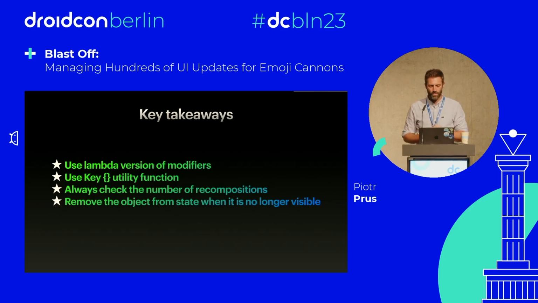And remember to remove the object from your state if it is no longer visible. I'm not talking about one visible object or one big object on your screen, but when you have a lot of objects and you are just decreasing the alpha, remember to remove them, because they sit there silently and kill your memory.